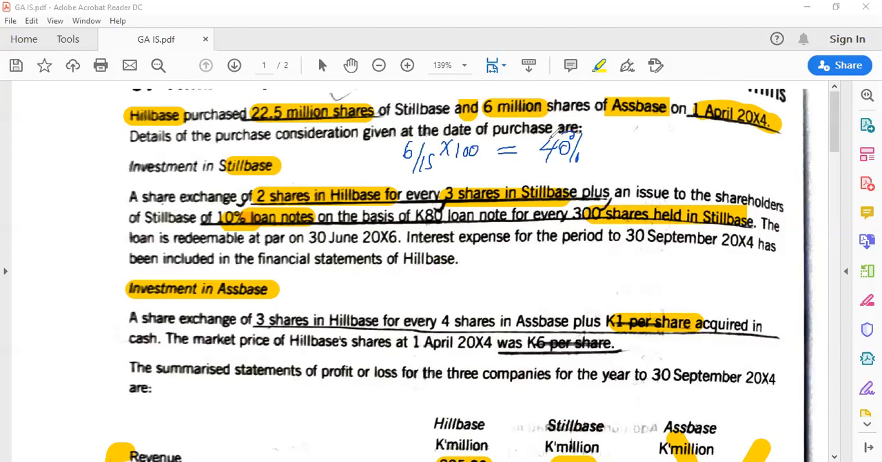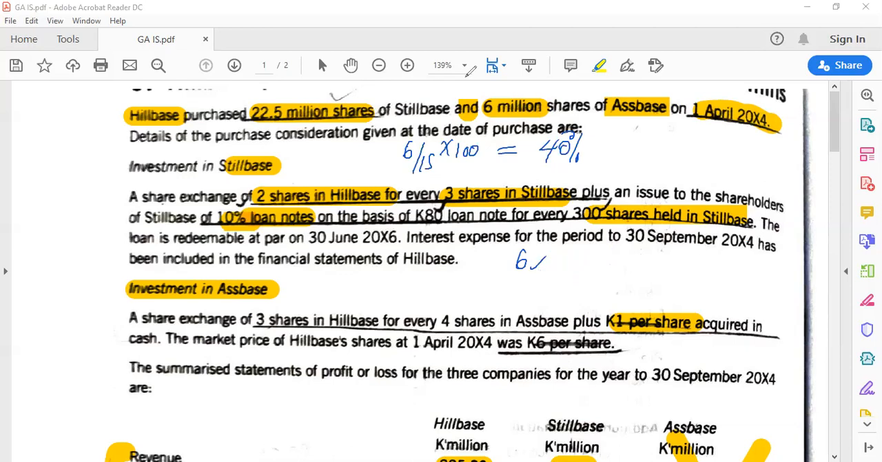So the investment in the associate is 40%. If you want, you can know the number of shares that you purchased by simply doing the same thing that we did, 6 multiplied by 3/4. Then we multiply by the purchase price, whatever purchase price is being used for the associate. But for now, before you go there, let's deal with what we've done. Then we'll talk about the other one later.